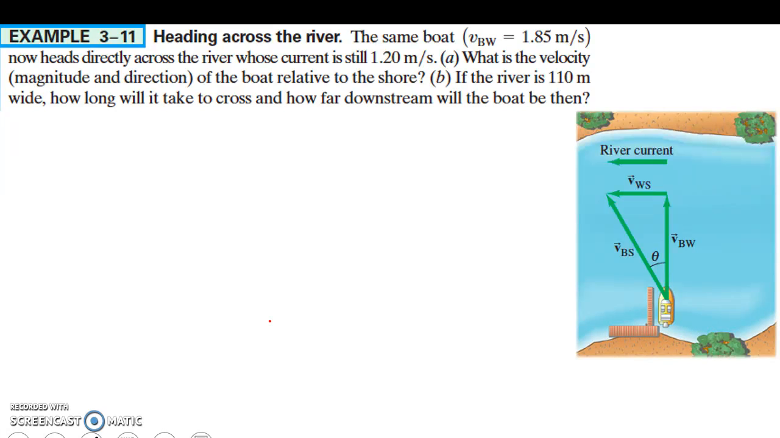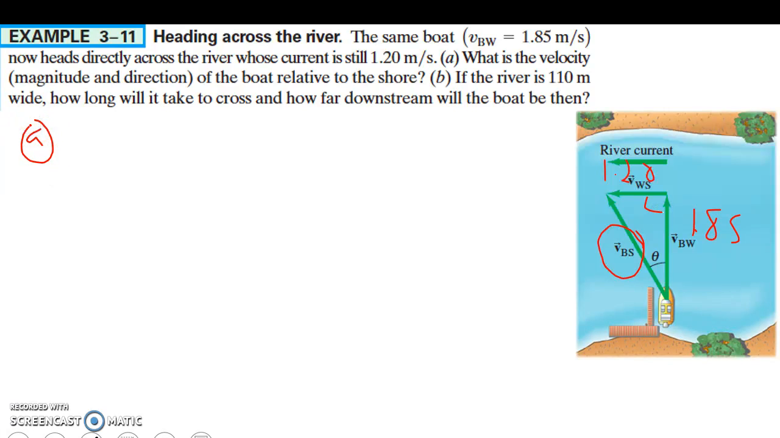Okay, so let's think the same. So we got the same boat, 1.85 meters per second. Now the current is still 1.20, but I want to head directly across. What is the velocity of the boat relative to the shore? So I want to find the BS of this. To find the boat to the shore, it's a real simple procedure. It's a right triangle, right?